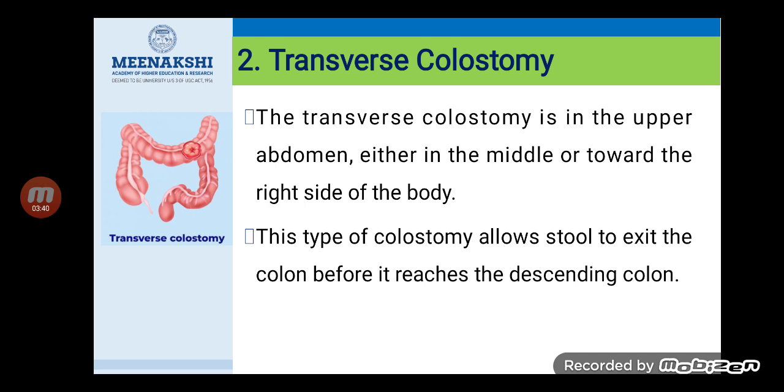Next, we will see the transverse colostomy. Transverse colostomy is in the upper abdomen, either in the middle or toward the right side of the body. This type of colostomy allows stool to exit the colon before it reaches the descending colon. Here, it is important to know that the stool contains digestive enzymes. These enzymes are very irritating, so the nearby skin must be protected with a skin barrier.